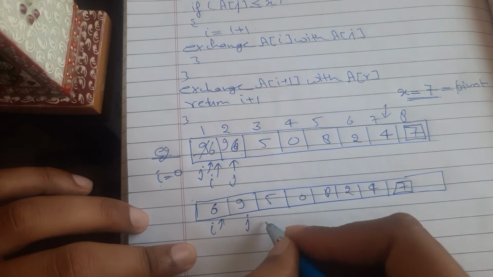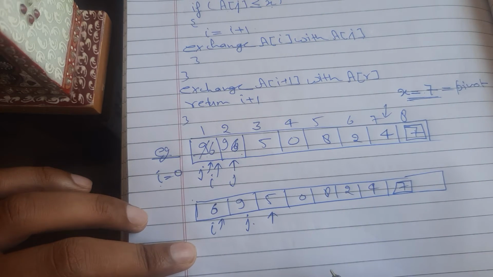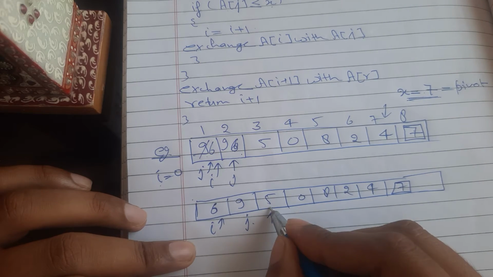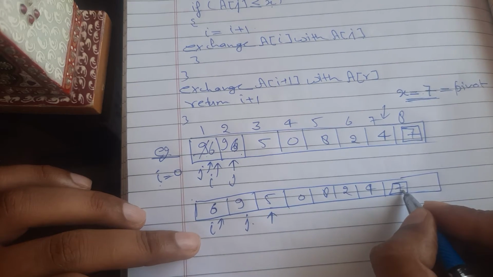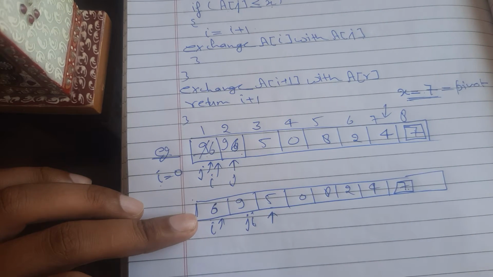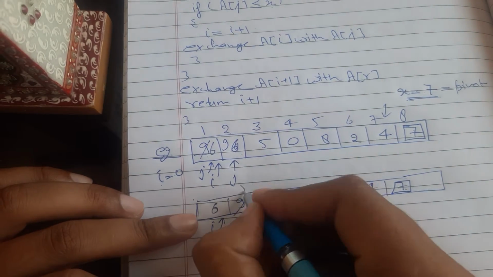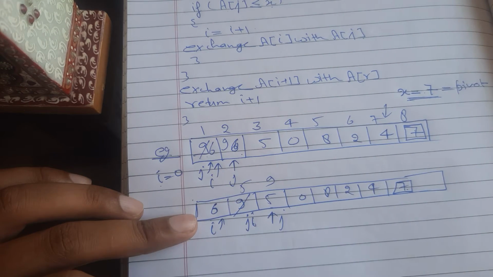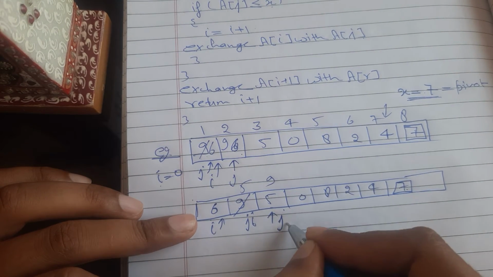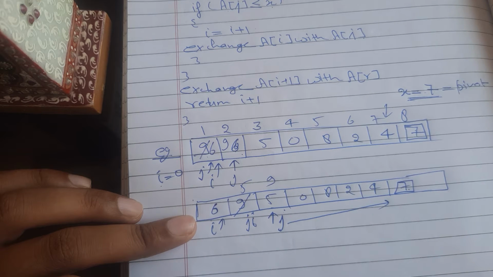Then we increment j. j is pointing to 5. Is 5 less than 7? Yes. Then we increment i and swap i and j. Then 5 is here, 9 is here. So j is responsible for scanning the entire list, and whenever it finds that the element at j is less than the pivot, it will increment i and swap i and j.